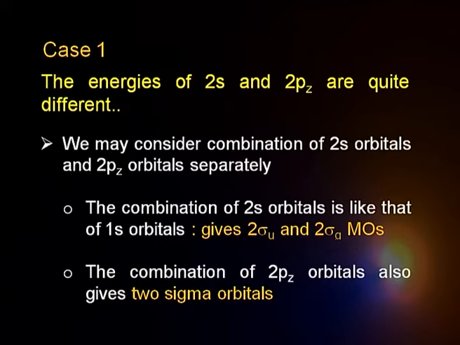Similarly, we can talk about the combination of 2pz orbitals of atom A and atom B. Here again I will be getting 2 sigma orbitals, one bonding, one anti-bonding. So, I am getting 4 molecular orbitals, which I am expected to get, but they will be in lots of 2 each: 2 orbitals coming from s orbitals, 2 coming from the combination of 2pz orbitals.